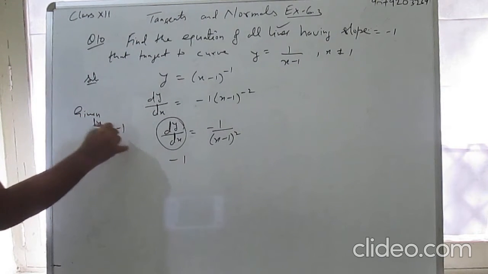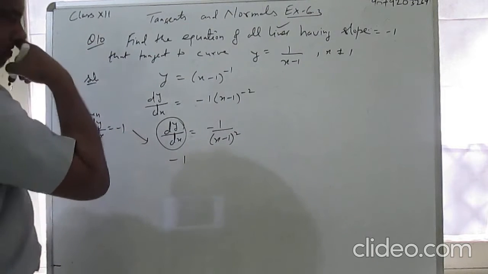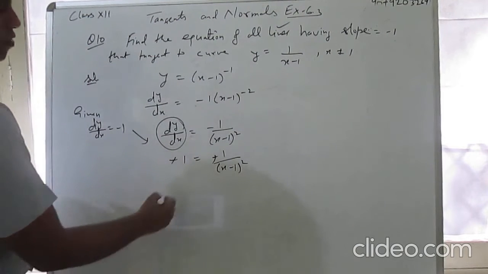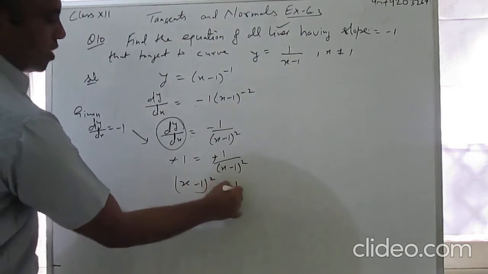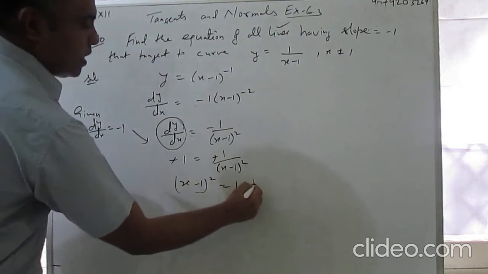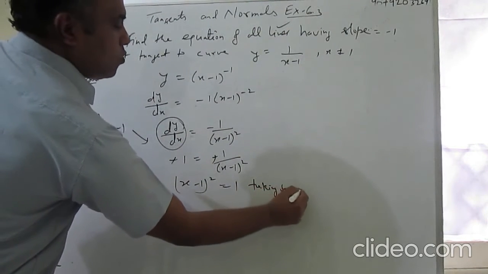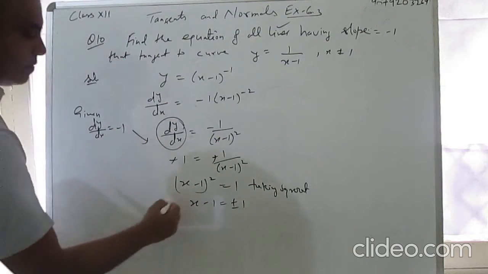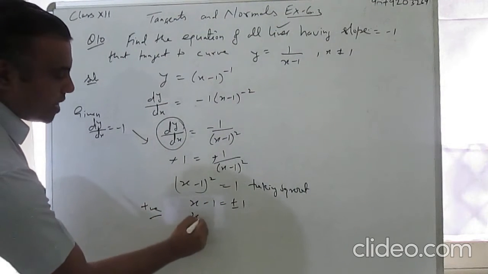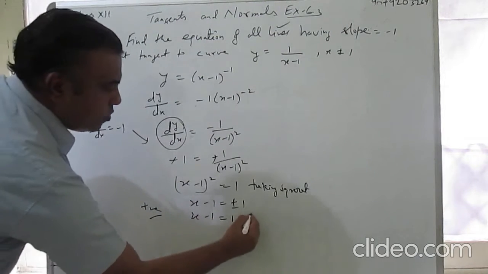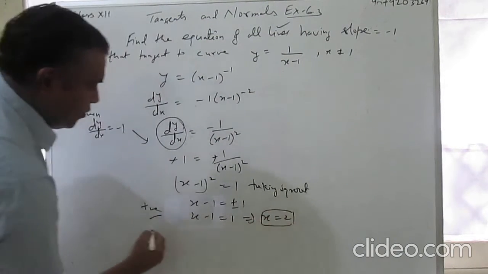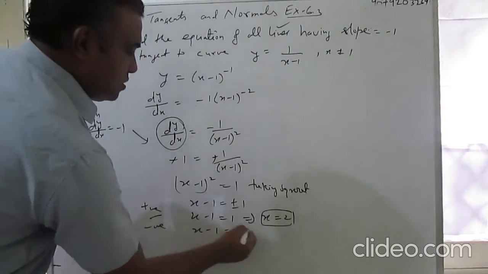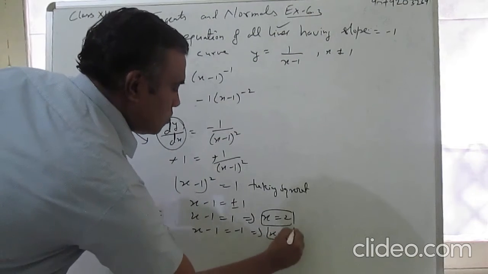dy by dx given है is equal to -1. So put here -1 is equal to -1 upon x minus 1 whole square. Minus minus cancelled out, cross multiply, x minus 1 whole square is equal to 1. Now taking square root, you will get x minus 1 is equal to plus minus 1. If you take plus, positive sign, so x minus 1 is equal to 1, so x is equal to 2. If you take negative sign, x minus 1 is equal to -1, this -1 is plus 1, so x is equal to 0.